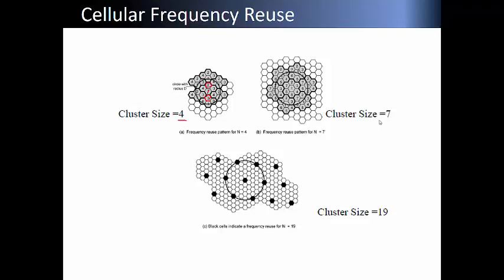If you have a cluster size of 7, then we use 7 different frequencies. They are all assigned with no duplication to the adjacent cells. So if you read the cells very carefully, there are no adjacent cells with the same frequencies assigned.